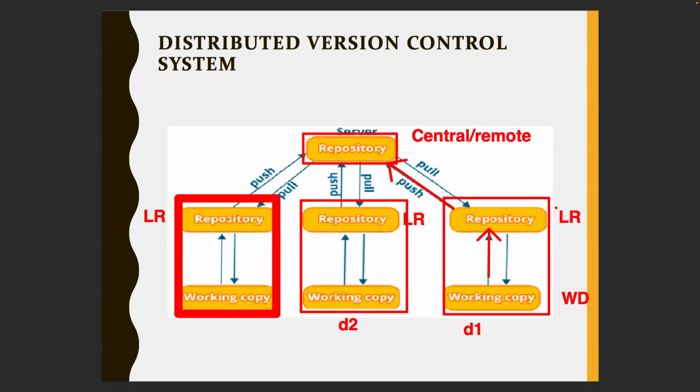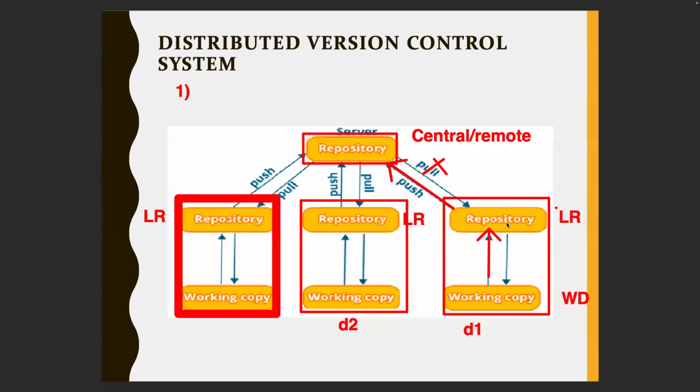What is the advantage of it? It overcomes the drawbacks of the centralized one. Let's suppose there is no network connectivity, right? You need network connectivity in this part, right? Let's say you don't have network connectivity. You can still work on the local repository, right? The local repository is on your local machine, your laptop. You just need to access your hard disk. For this, network connectivity is not needed.